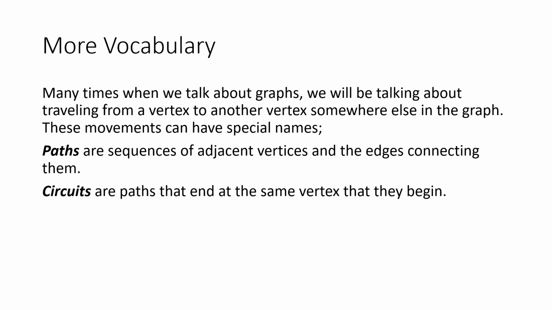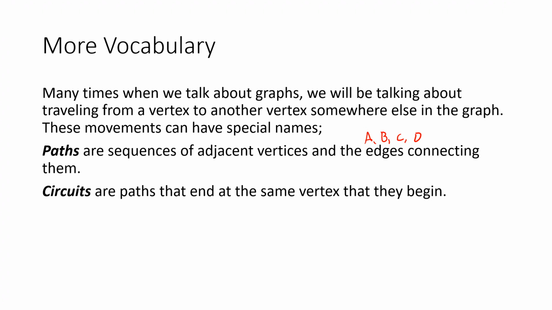So paths are sequences of adjacent vertices and the edges connecting them. Usually when you do a path, you'll just list the vertices in the order that you're going in. For example, you'll do A, B, C, D. That means you're going from A to B to C to D, okay? You don't have to use arrows. You don't have to make it hard on yourself. You literally just put the letters in the order that you're going in.